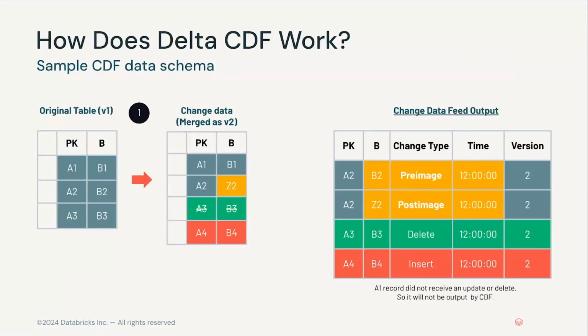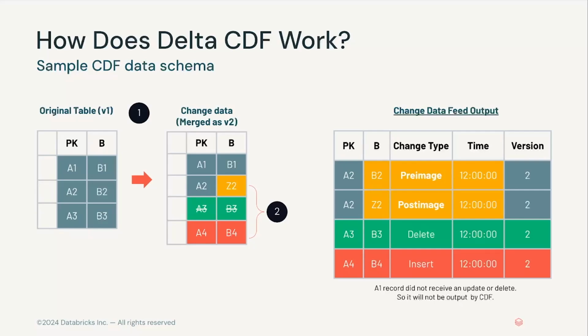We start with the original table, which has 3 records, A1 through A3, and 2 fields, PK and V. We then receive an updated version of this table that shows a change to field B in record A2, the removal of record A3, and the addition of record A4. As this gets processed, CDF captures only records for which there was a change.